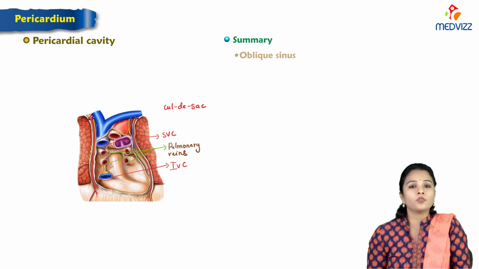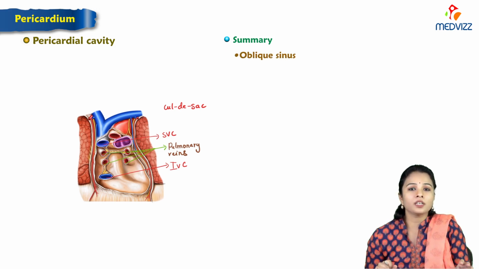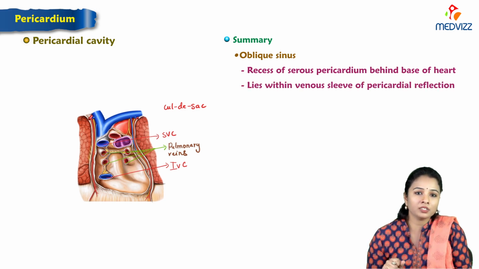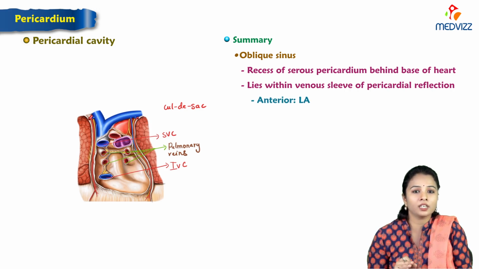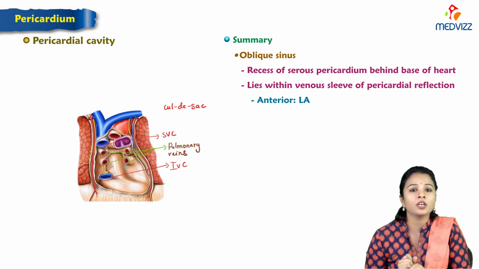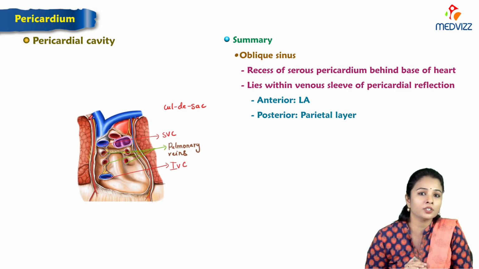Let's see the boundaries of the oblique sinus. The oblique sinus is a recess of serous pericardium behind the base of the heart and lies within the venous sleeve of pericardial reflection. Anteriorly it is related to the left atrium. Here the left atrium is removed to show the oblique sinus.